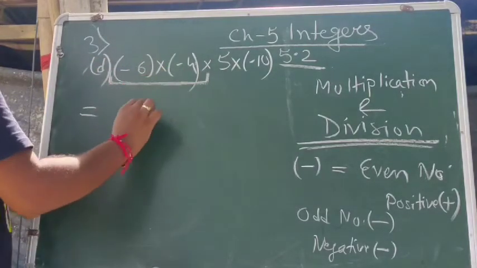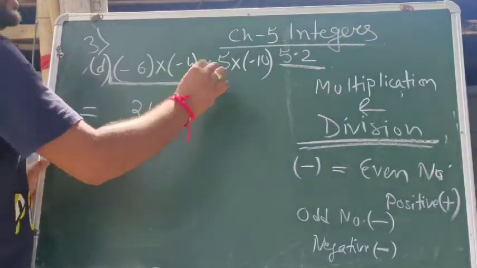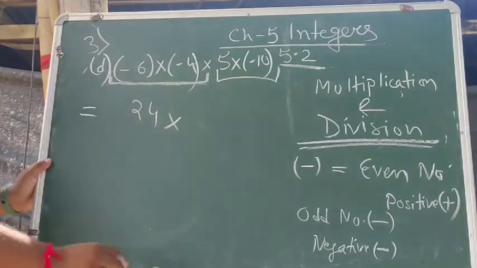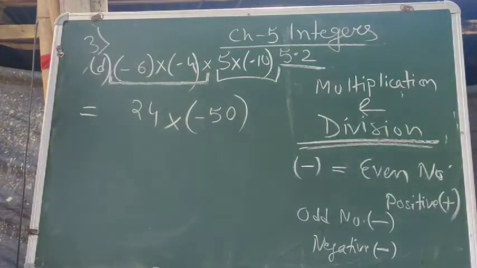6 times 4 is 24. Minus minus will be plus. That means the answer will be positive 24. Into, again, 5 into minus 10. How much will you get? 5 into minus 10 means it will be minus 50. Yes or no? 5 into minus 10 will be minus 50.